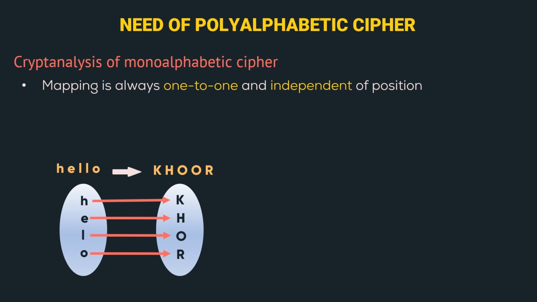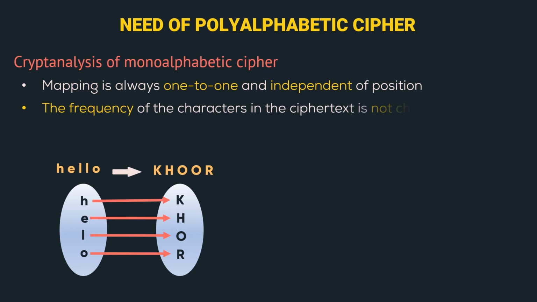This implies that every time H occurs in the plain text, it will be replaced by the letter K in the cipher text, and the letter E in the plain text will be replaced by the letter H in the cipher text, and so on. And hence we can observe that both the L's in the plain text are replaced by O in the cipher text. Due to this one-to-one mapping, the frequency of the characters in the cipher text is not changed, and hence it is prone to a statistical attack.